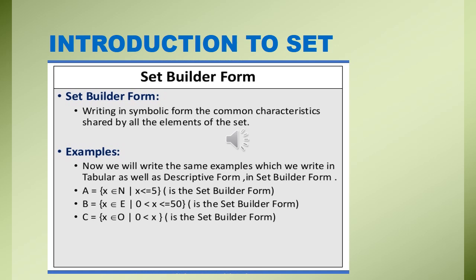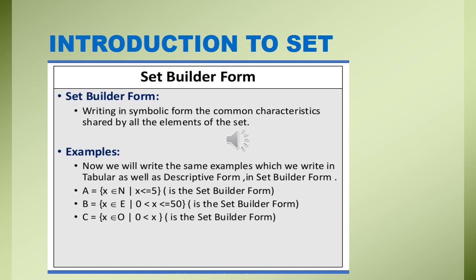So you can write up to 50. Clear? Good. Now we come to the third one. They are saying x belongs to O. O stands for odd numbers. This means x is a member of odd numbers and x is greater than 0. Clear? This means the first odd number which you have to write is 1.